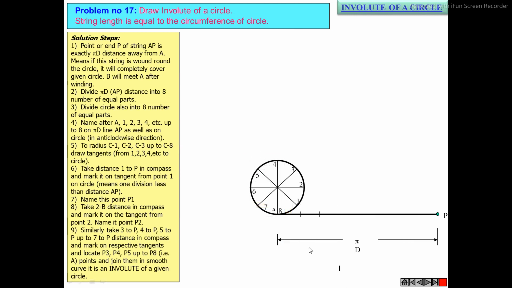So see, by the help of set square method, we have divided the given string length, whose length is equal to the circumference of the circle, that is 2 pi r, into 8 number of equal parts.